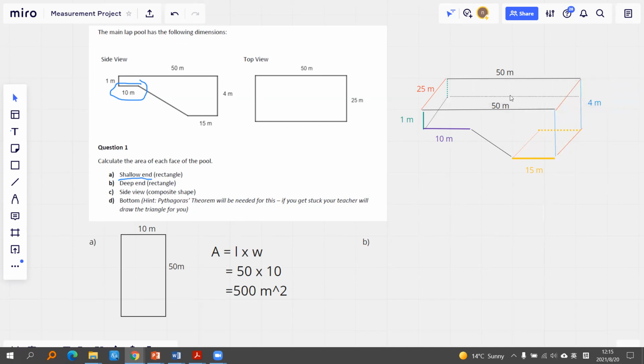Okay, so that's a deep end. So this is a deep end, right? And we know one side is 15 and another side is 25. So I just put 25 here. Sorry, I need to copy this one and paste it here. So this one is also 25 meters. So this is 25 times 15. That's also a rectangle, right?